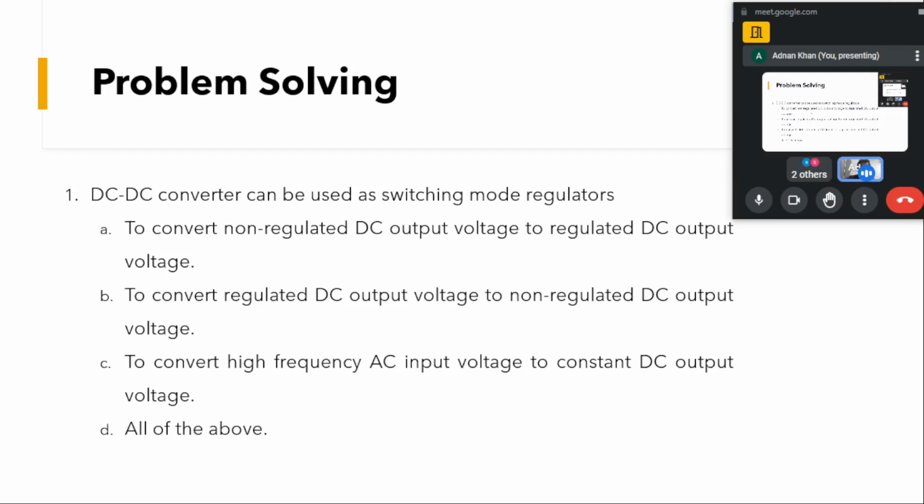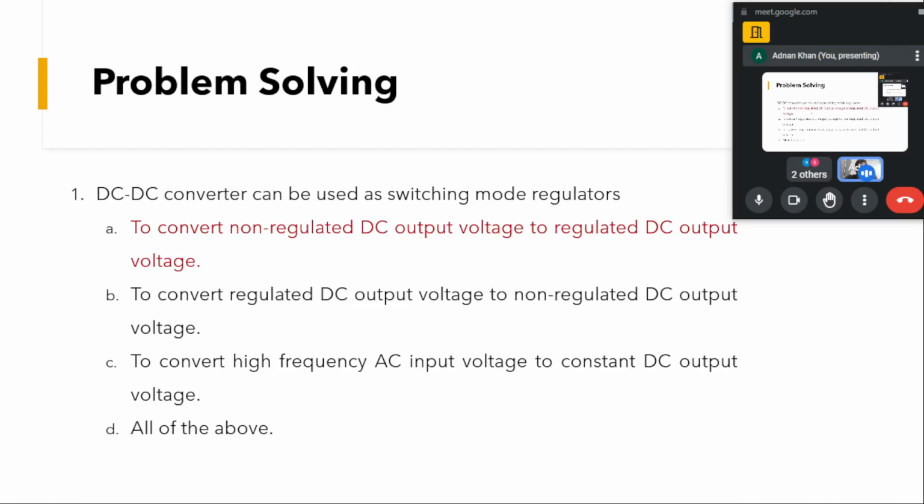Some of you have said D, all of the above, and one of you said to convert non-regulated DC output voltage to regulated. So the correct option is to convert non-regulated DC output voltage to regulated DC output voltage. Now I'll help you understand why this option is correct.